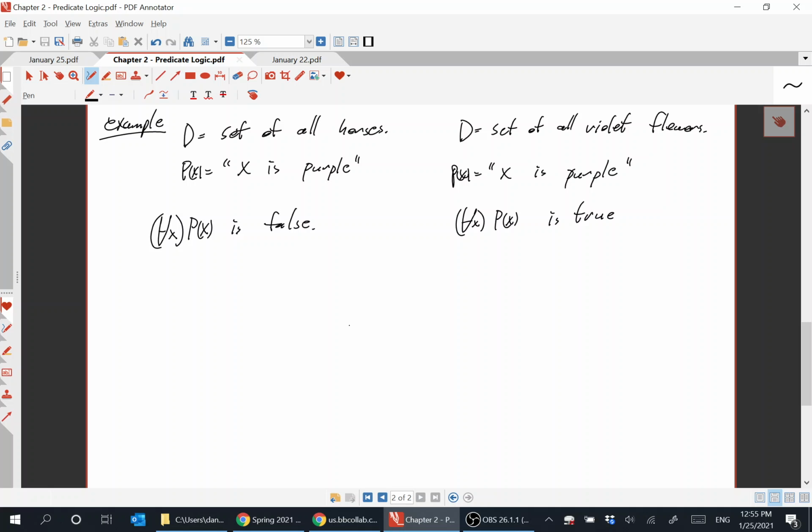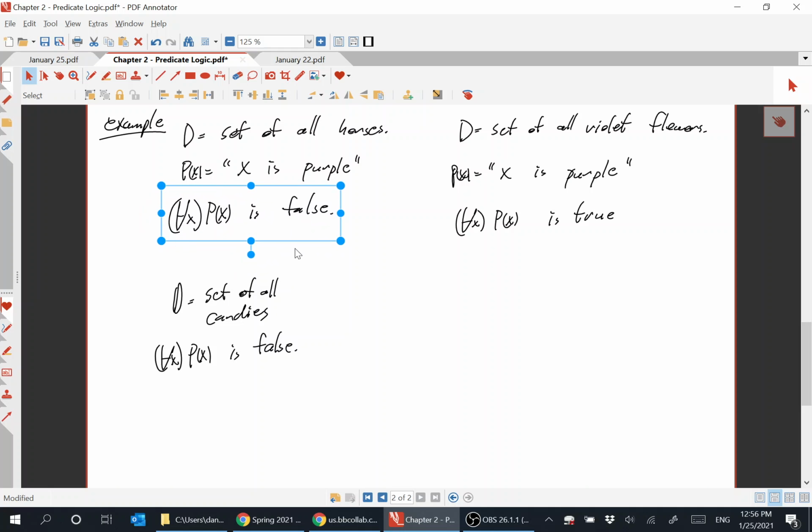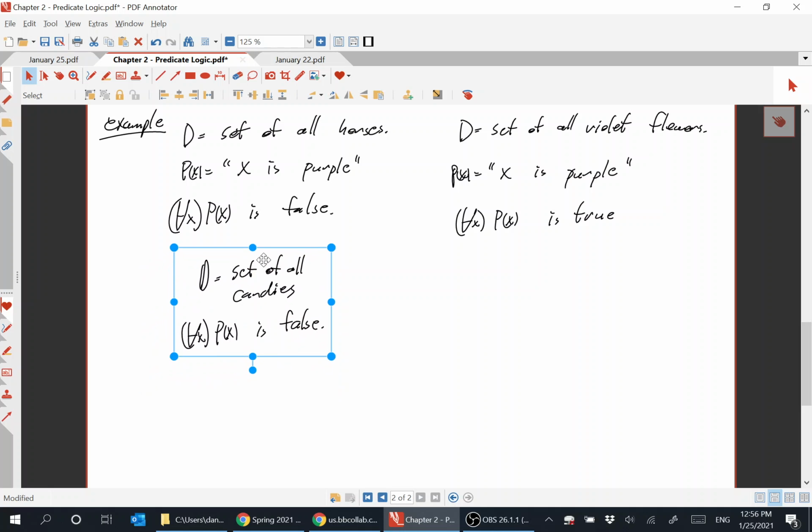Or if I was to say, some things that may be sometimes purple. So D equals the set of all what? Candies. All right, then for all x, p of x is false. Even though some candies might be purple, especially the grape flavored ones, they're not all purple, right? So for all x, p of x is false. When p of x means x is purple and D is the set of all horses or the set of violet flowers, makes it true. D is the set of all candies, makes it false.